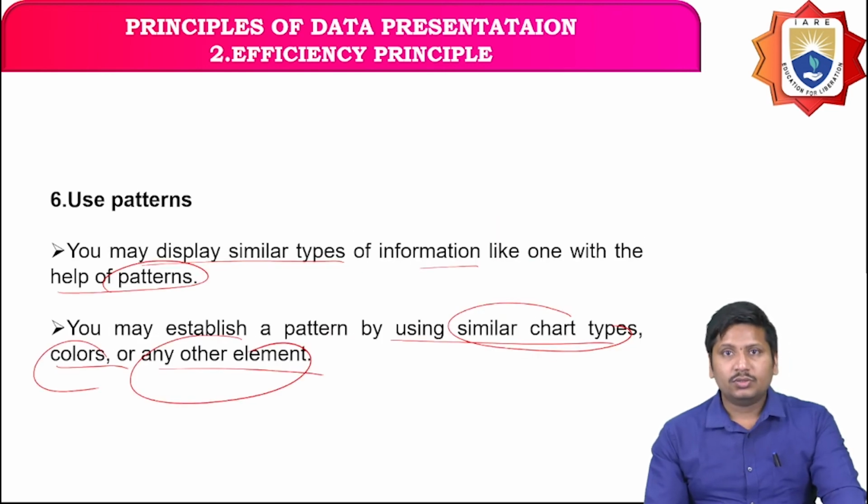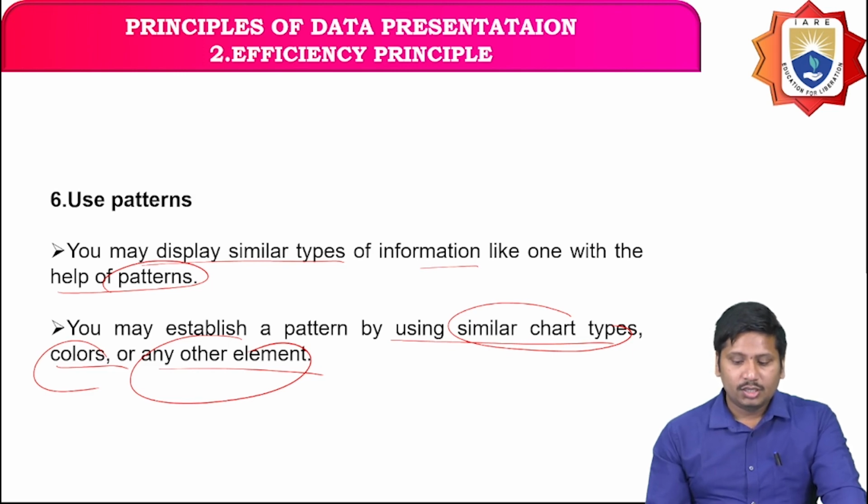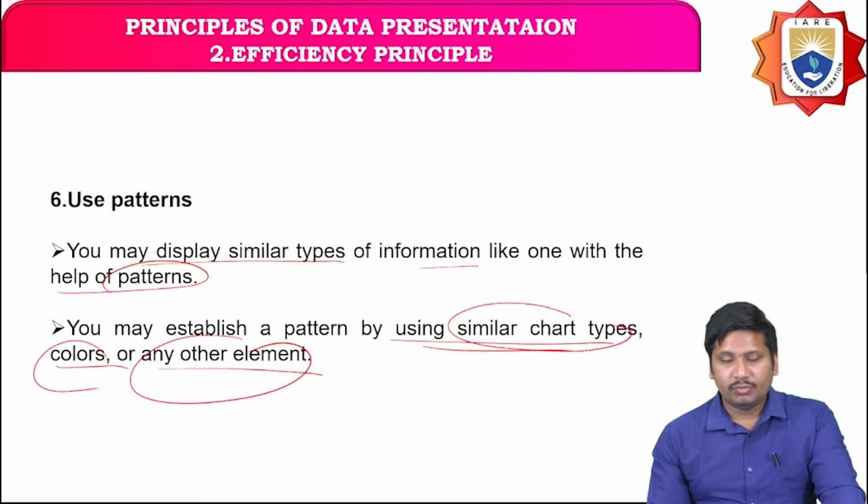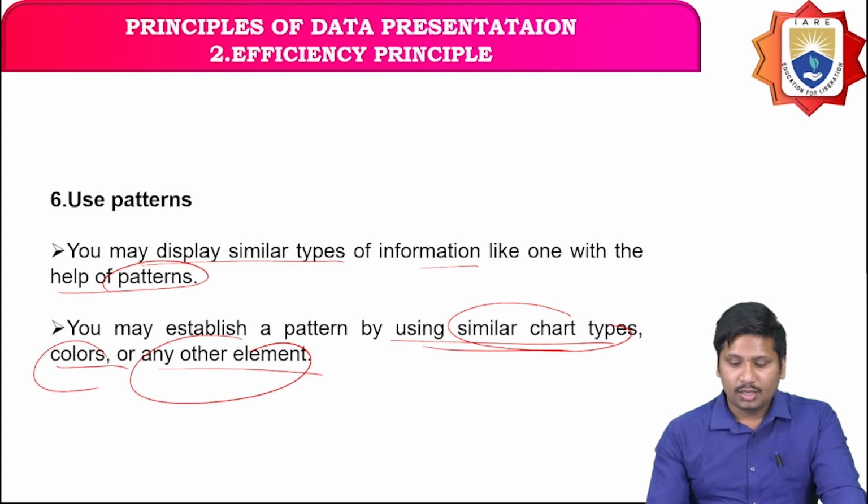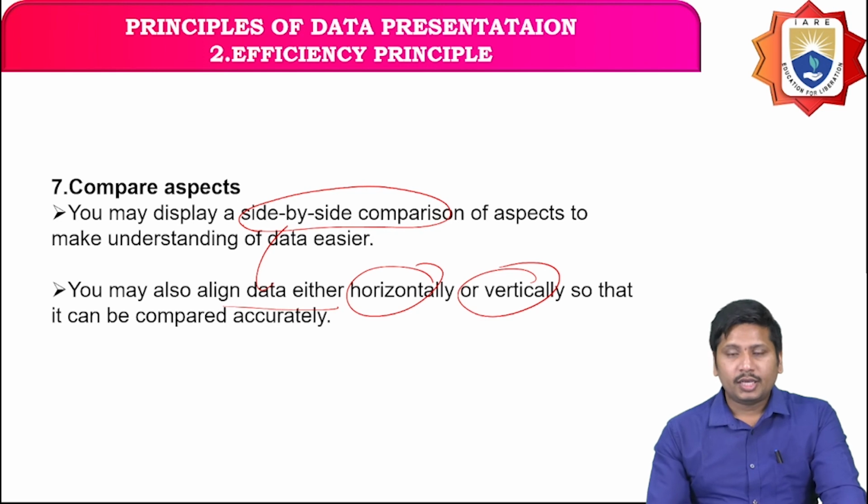And use patterns. Using patterns is also important. Suppose I want to make the text highlighted, I can represent it in the form of patterns, or I can represent it with a different color. Using patterns is the best one. If I display similar items of information, they may look like one unique thing, so if I use different kinds of patterns, it will make some difference among the text. I can use patterns of similar chart types, similar colors, and other elements.